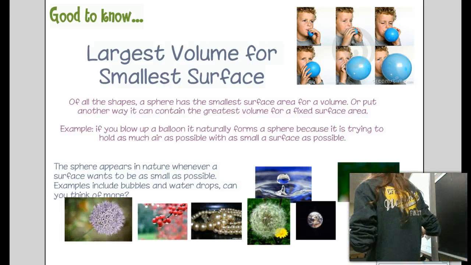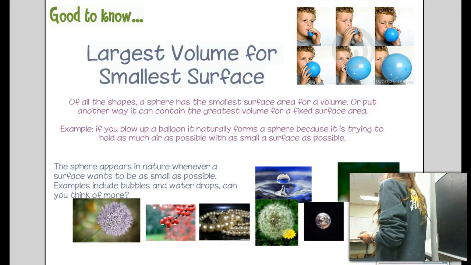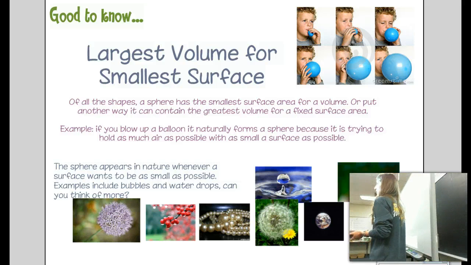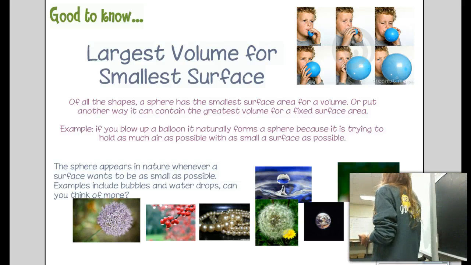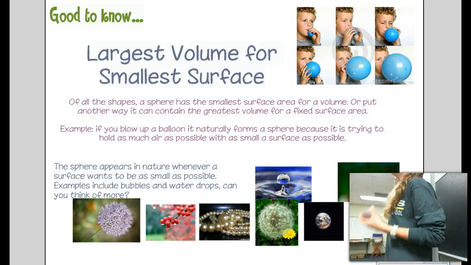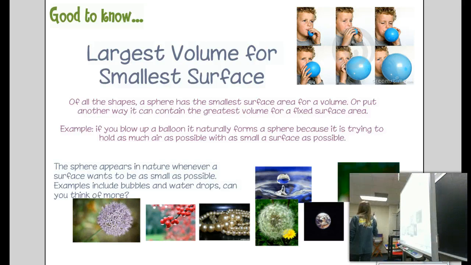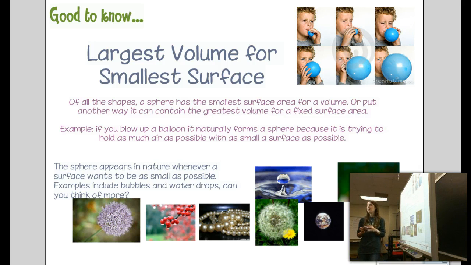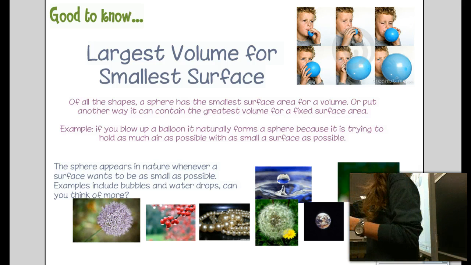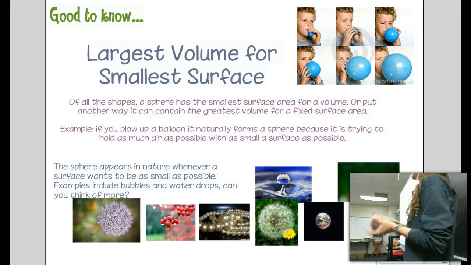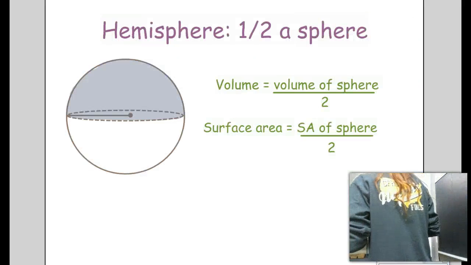What about pearls, dandelions, berries? Yeah, these. Look how many spheres nature makes, because they have the largest volume for the smallest surface area. It's kind of like more bang for your buck. Have you ever heard that phrase, bang for your buck? You get more volume for less surface area. Your dollar goes further. Your surface area goes further.